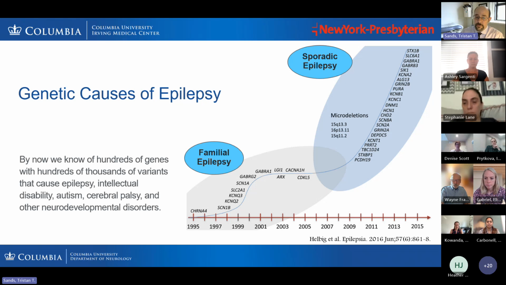But in the beginning, the genes were identified in families. So inherited genes, inherited variants being mapped in families with very rare conditions. And then you can see that around 2009 or so, something started to change. And that was because next generation sequencing allowed for the identification of these new changes in genes and led to a wave of gene discovery that's been going on since that time.